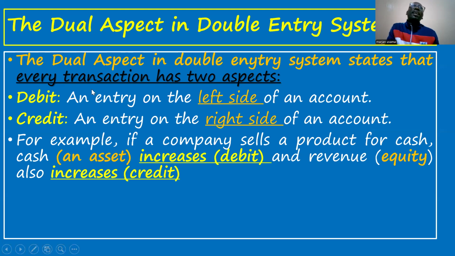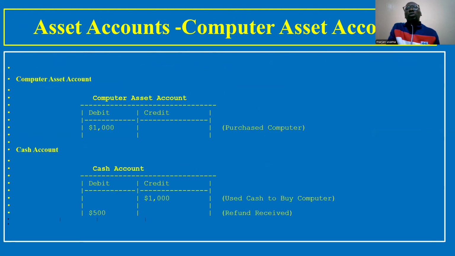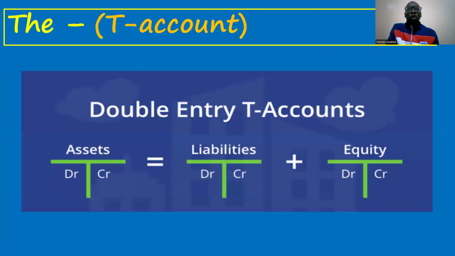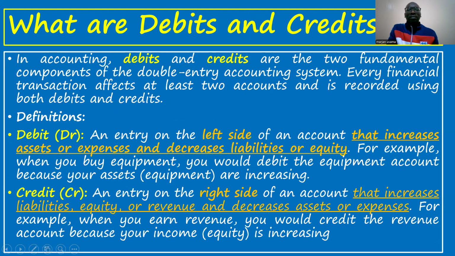Now, the two aspects in the ledger book, we normally have the left side and we have the right side. When you're talking about the left side and the right side, this is what you are basically saying. For each and every transaction, we have the left side, which is the debit, and we have the right side, which is the credit. So this is what they're basically telling us.